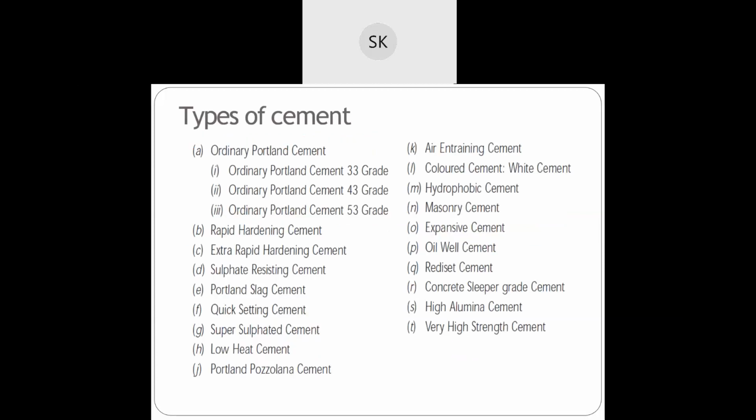These are some types of cement. Go through this: ordinary Portland cement, rapid hardening cement, extra rapid hardening cement. These are the different types of cement.